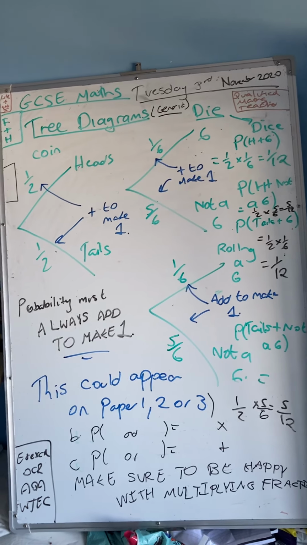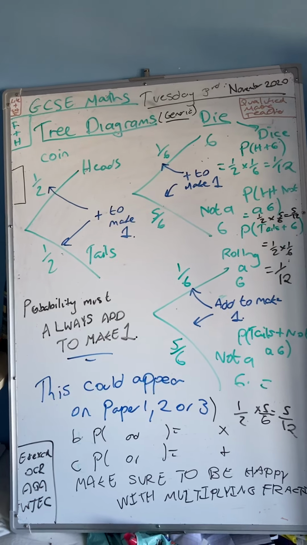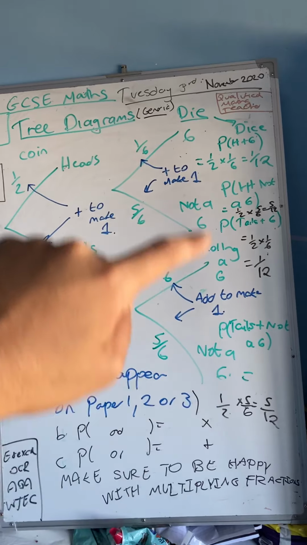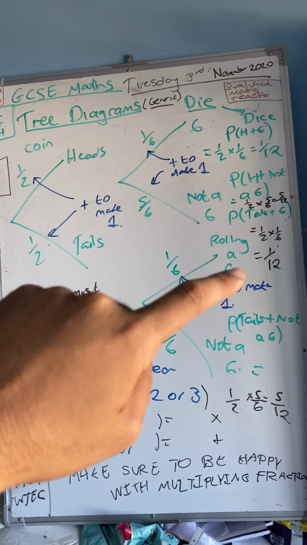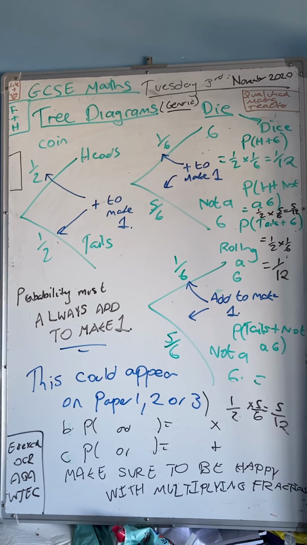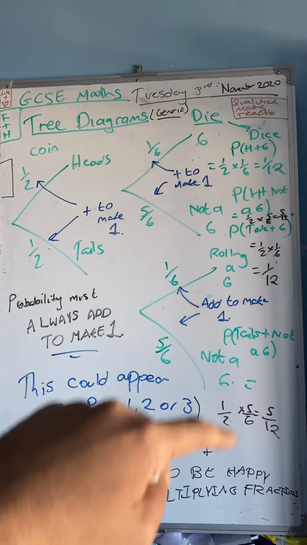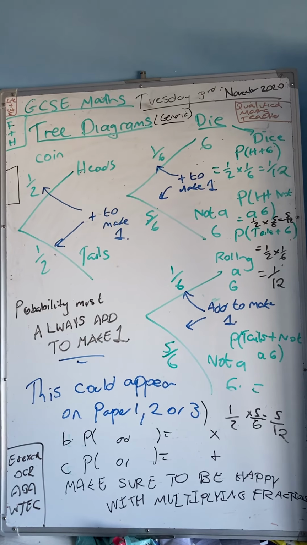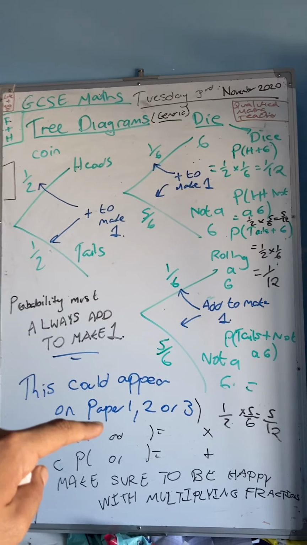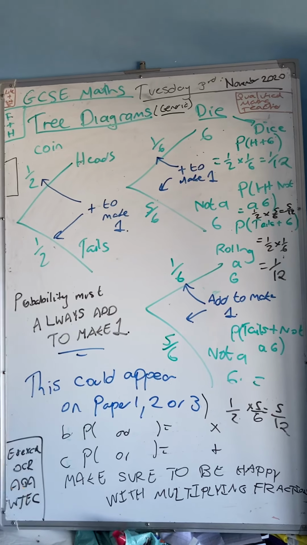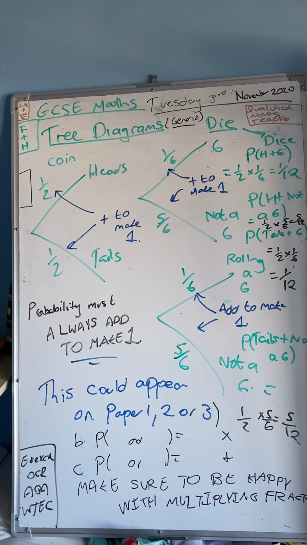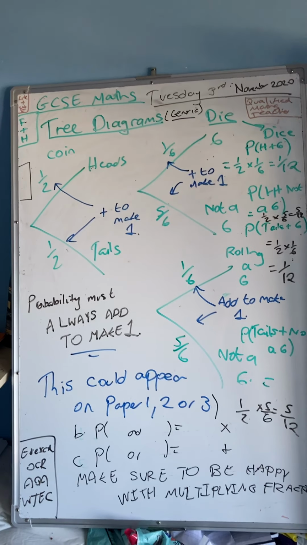My key message now is that this can appear on paper 1, paper 2 and paper 3. These probabilities here must also add to make 1. So 1/12 plus 5/12 plus 1/12 plus 5/12 has to make 1. That is another golden rule: when you add your probabilities at the end for the outcomes, they have to make 1. A few little points: if it's the word and, you multiply. If it's or, you add. Make sure that you're happy with how to multiply fractions and also how to add and subtract fractions as well. That's a little summary.